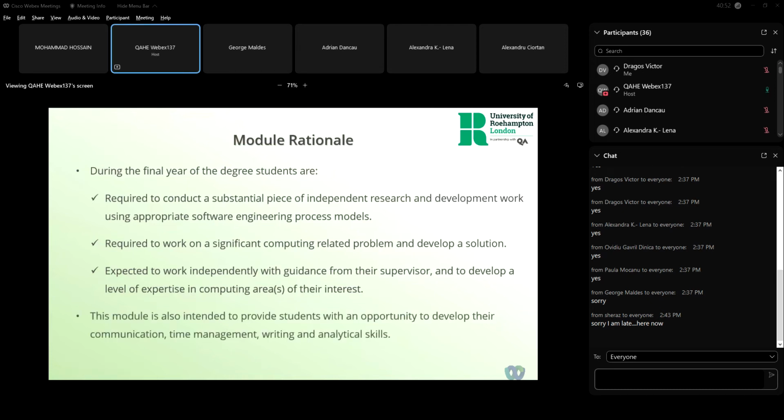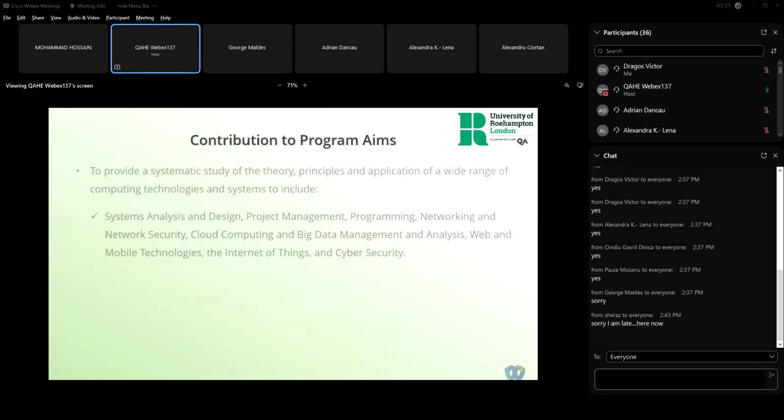The module also intends to enhance other skills that you may need in your professional career. For example, develop your communication skills, time management skills, writing, analytical, researching, problem solving, innovation, creativity. All these are part of the package. Of course, they will be different for every one of you because that will depend on the direction of your project, but at the same time they will be the same because we expect you all to develop these skills, right?